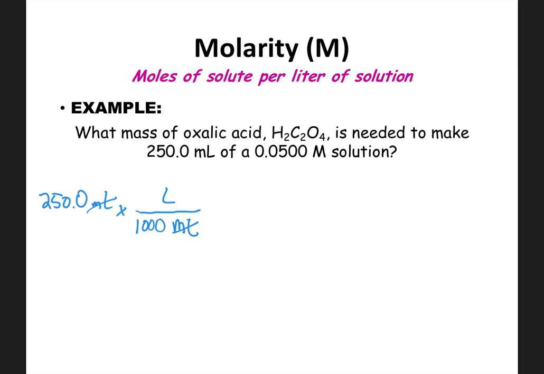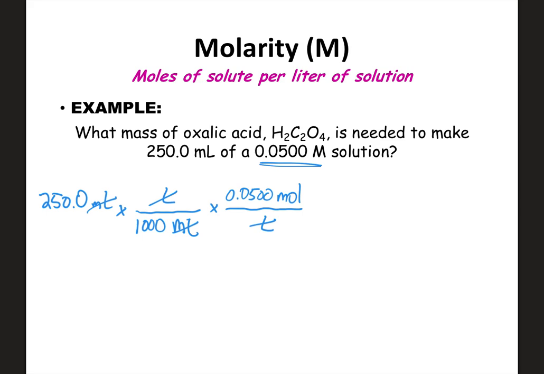Now that you're in liters, now you can use your molarity. We know that the liter has to go on the bottom in order for them to cancel. And we know from the problem here that there's 0.0500 moles for every liter. By writing 0.0500 moles over liter, that's the same thing as saying 0.0500 capital M, because capital M means moles over liters. Your liters cancel, and right now you're in moles.